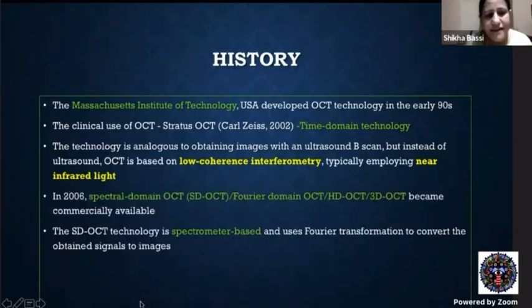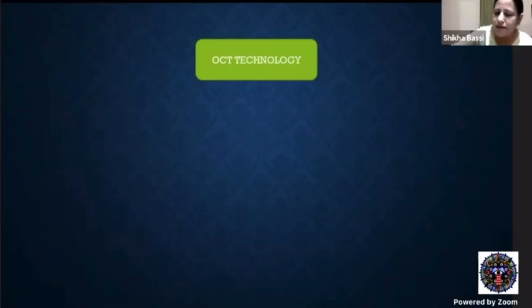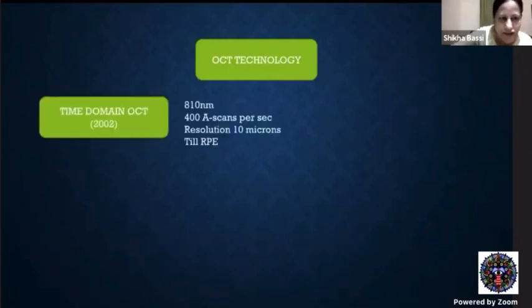In 2006, there was another development, spectral domain OCT, which is spectrometer-based technology and uses Fourier transformation to convert the obtained signals to images. So now we'll look briefly into the history and evolution once more. Pay attention. Time domain OCT came in 2002.